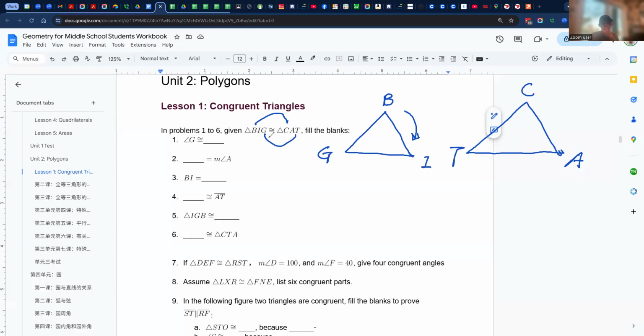Okay, so we know those two are congruent. Now we just need to fill in the blanks. So number one, angle A is congruent to which angle?